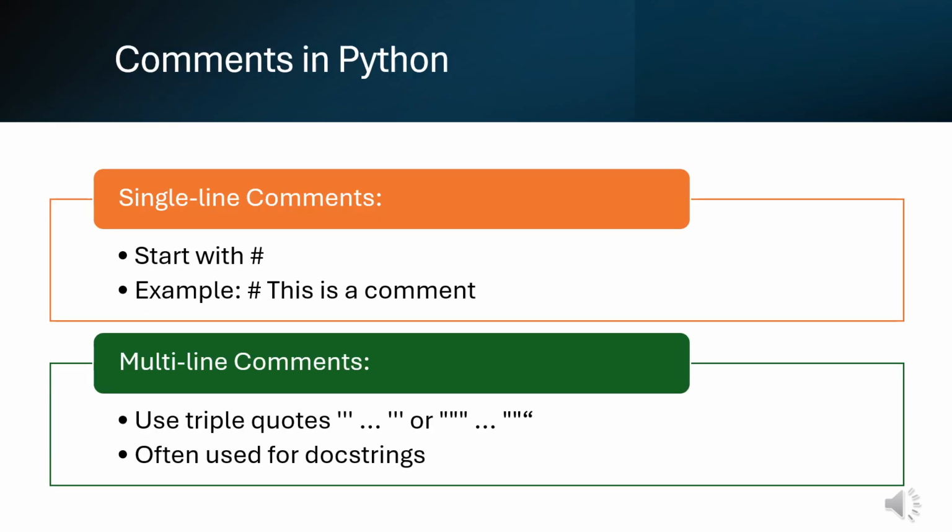Comments are notes in your code that the interpreter ignores. They are crucial for explaining what your code does. In Python, single-line comments start with a hash symbol. For multi-line comments or docstrings, you use triple quotes. This is helpful for documenting functions and modules.